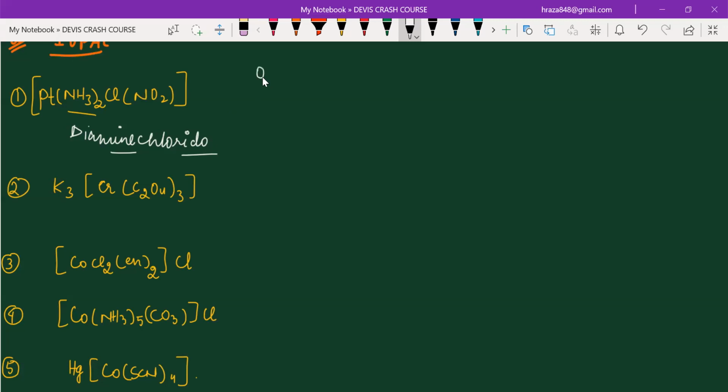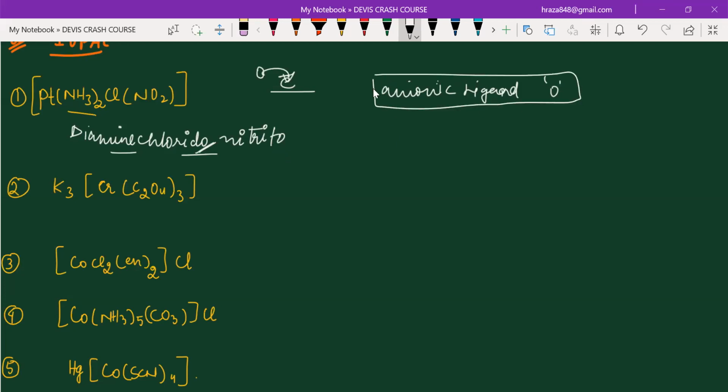We write the name of the anionic ligand, and at the end of the anionic ligand, we add O. So we remove the E from chloride and add O, so it will be chlorido. NO2 has a negative charge, that's why it will be nitrito, not nitrate. I made a mistake there, so take care of it. Whenever there is a negative, anionic ligand, the name ends with O.